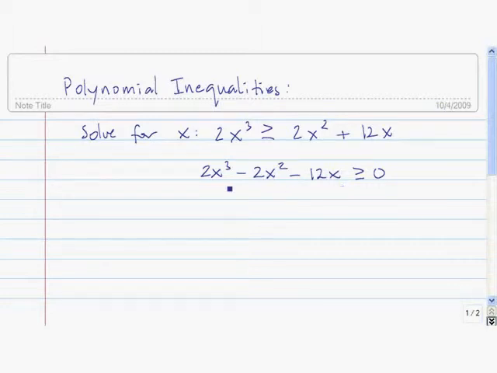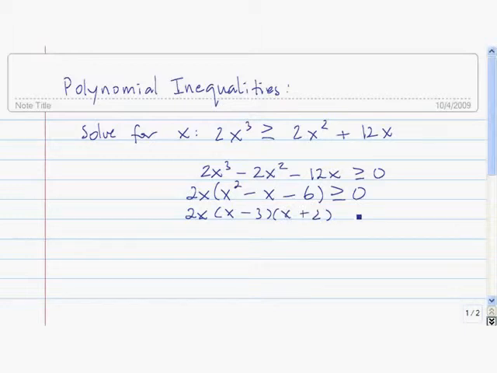The first step is to find the zeros of this. So let's factor it in order to find the zeros. We can take a 2x out of each term. So here we're left with x squared minus x minus 6. And next we can factor this. This factors as x minus 3 times x plus 2.